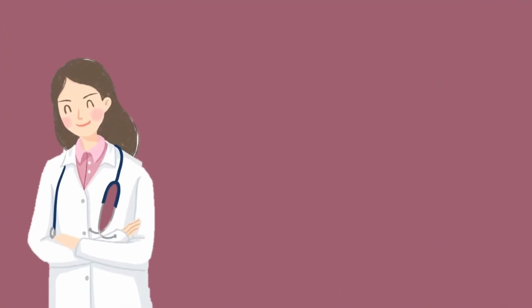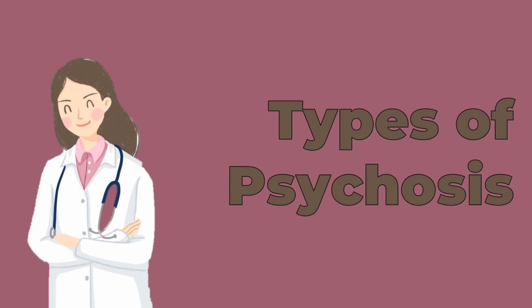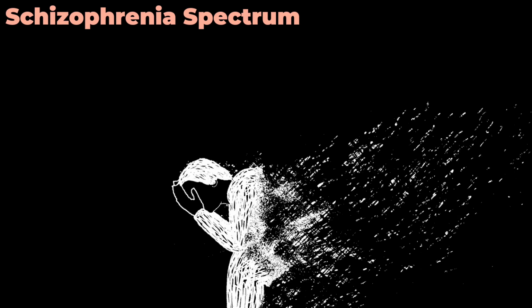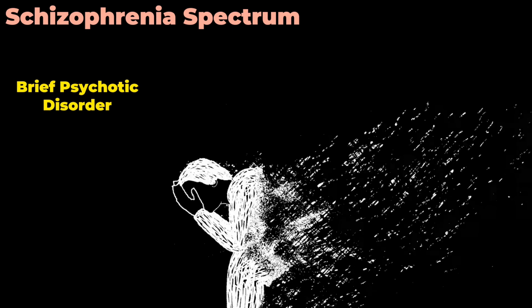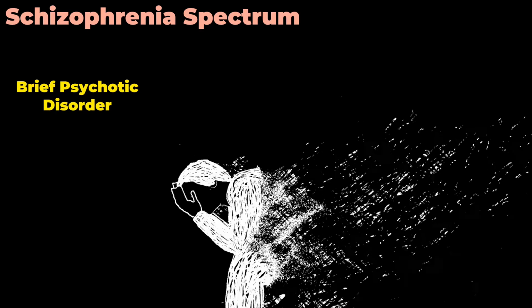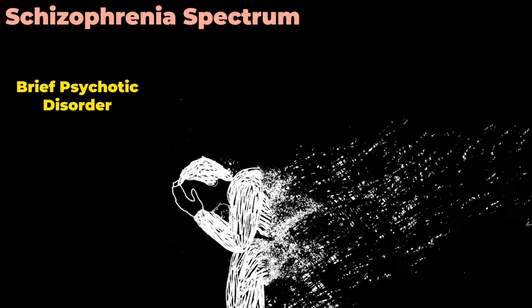So now, we will move to the types of psychosis. This one is schizophrenia spectrum. There are several types in schizophrenia spectrum, which are brief psychotic disorder. Brief psychotic disorder is a disturbance that involves the sudden onset of at least one of the following positive psychotic symptoms, like delusion, hallucination, disorganized speech, like frequent derailment or incoherence, or grossly abnormal psychomotor behavior, including catatonia.